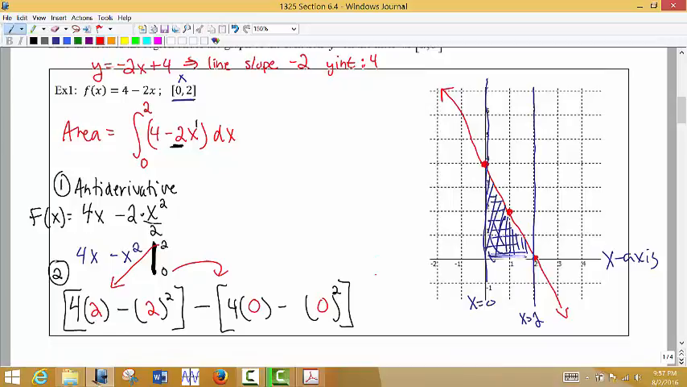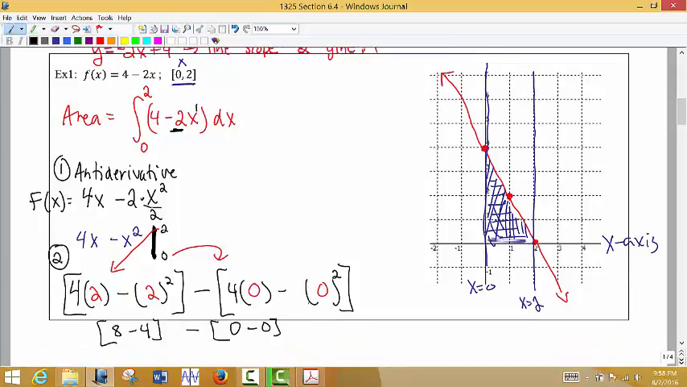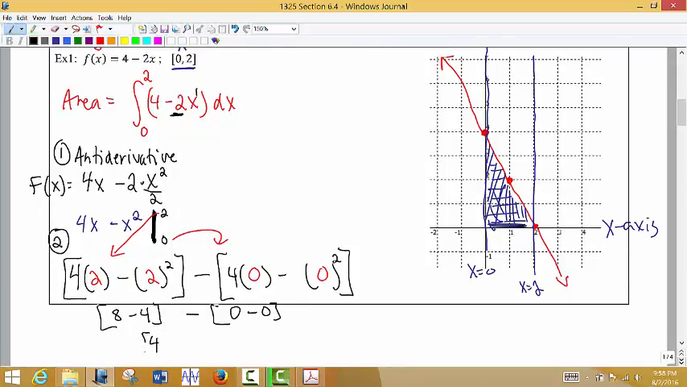So this is using the fundamental theorem of calculus. We find the antiderivative, and now we just plug some values in. Larger minus smaller. So what do we get? I get 8 minus 4, and then here I get 0 minus 0. That's really nice. So I get 4 minus 0, and my final answer turns out to be 4. Remember, this was supposed to be the area of this region between x equals 0 and x equals 2, under the curve and above the x-axis.